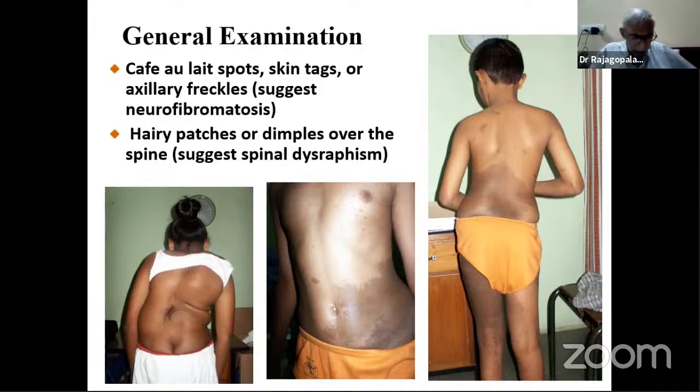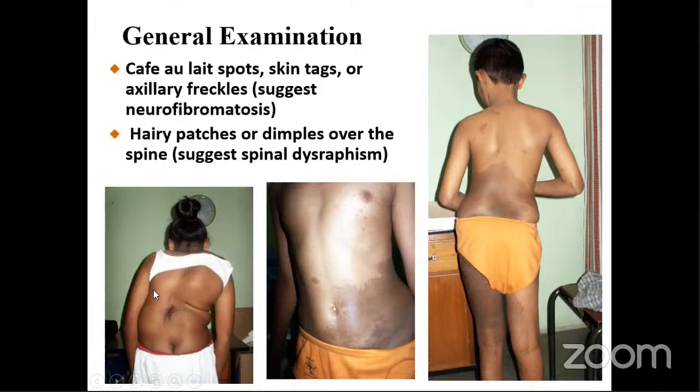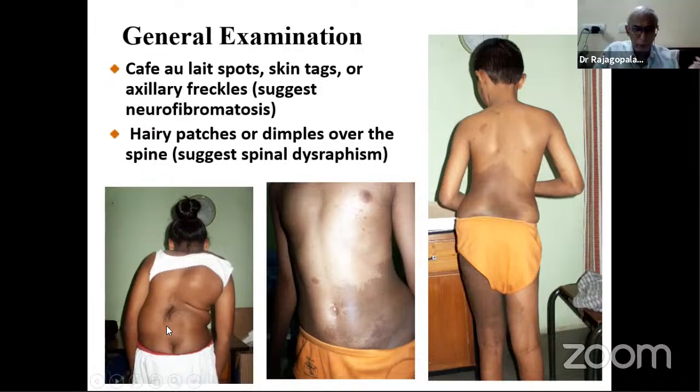Particularly this lady, when she came to us, all are from Johns. She was almost 20 to 24 years old, something in that age group. And you can see a tuft of hair there. It is probably a congenital one, but the deformity progressed so much later. Even then, they did not come till this stage.